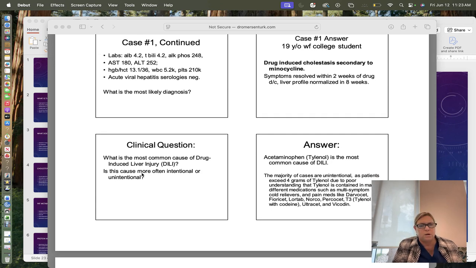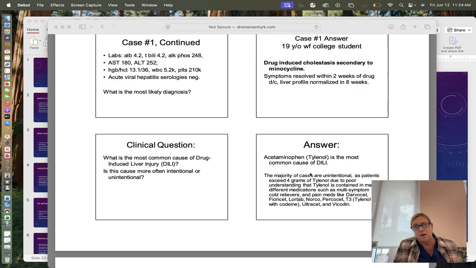What is the most common cause of drug-induced injury to the liver? Is the cause most often intentional or unintentional? What do you think? I would say unintentional. People think that Tylenol is safe. They'll take it. And actually, if you exceed 4 grams, which is 4,000 milligrams, because now these ones for arthritis are like 800 milligrams each, and people are taking two like every 6 hours, we're going to have this problem.